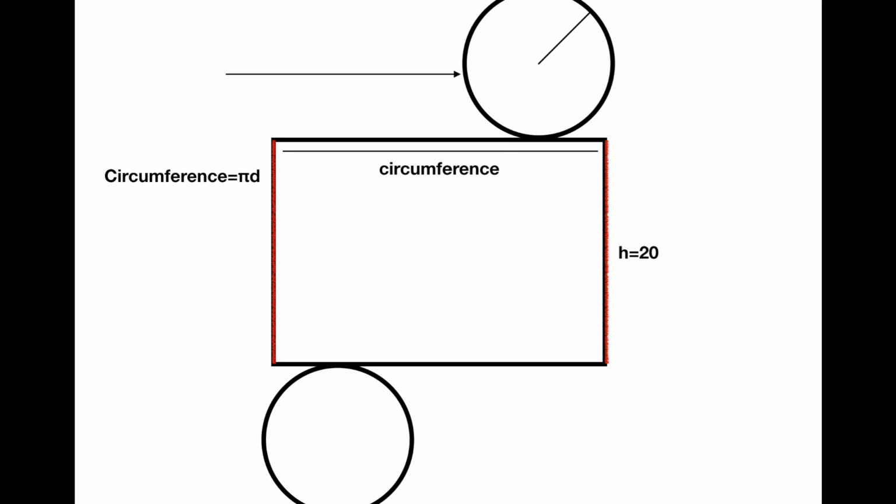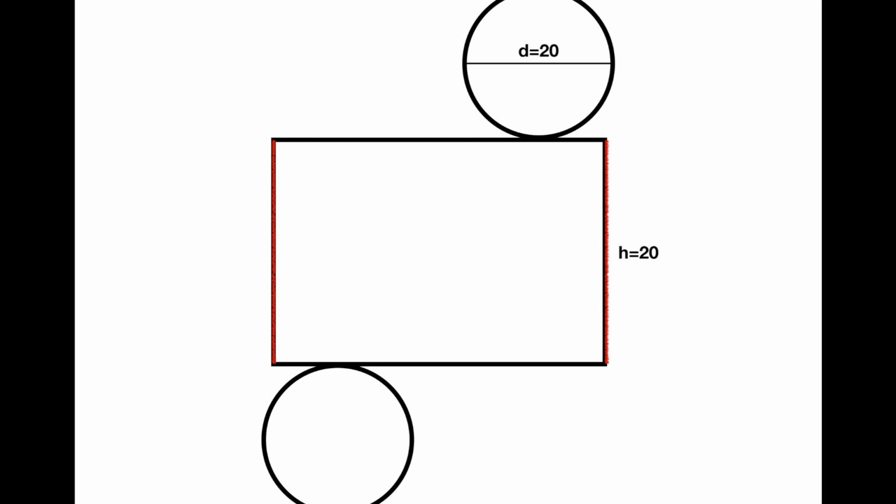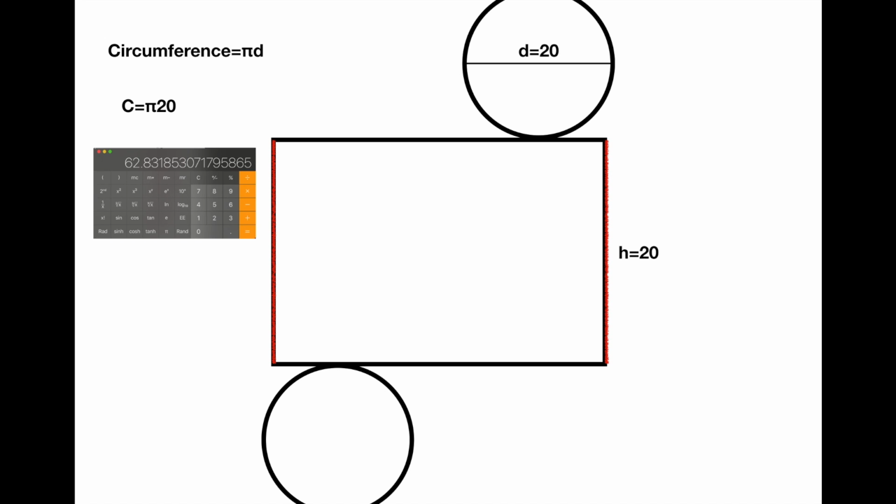So that's the radius, which was 10. So it's double that, which is 20. So circumference equals pi times d. Circumference equals pi times 20. And we can get the calculator out. It will come out to 62.83185307.